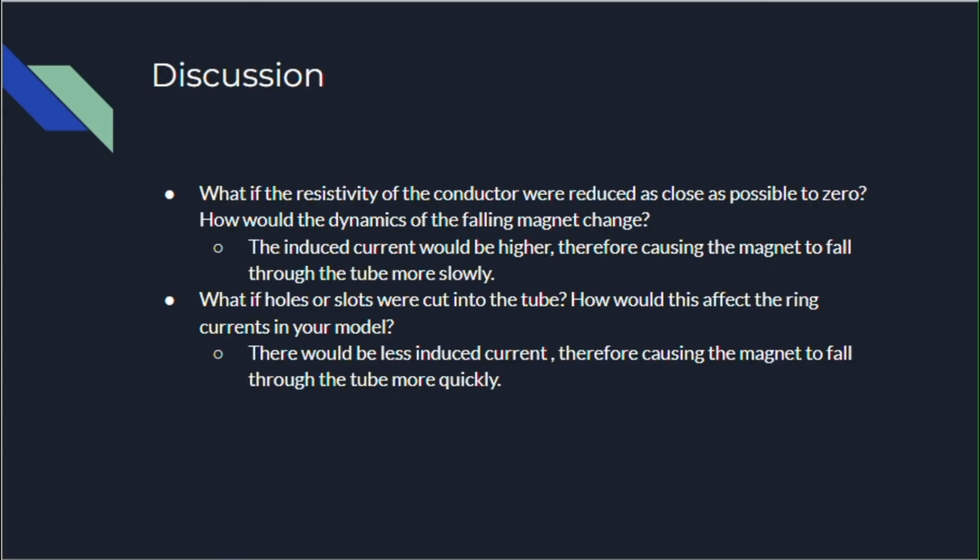So for the discussion, what if the resistivity of the conductor were reduced as close as possible to 0? How would the dynamics of the falling magnet change? The induced current would be higher, therefore causing the magnet to fall through the tube more slowly. What if holes or slots were cut into the tube? How would this affect the ring current in your model? Then, in this case, there would be less induced current, therefore causing the magnet to fall through the tube more quickly.